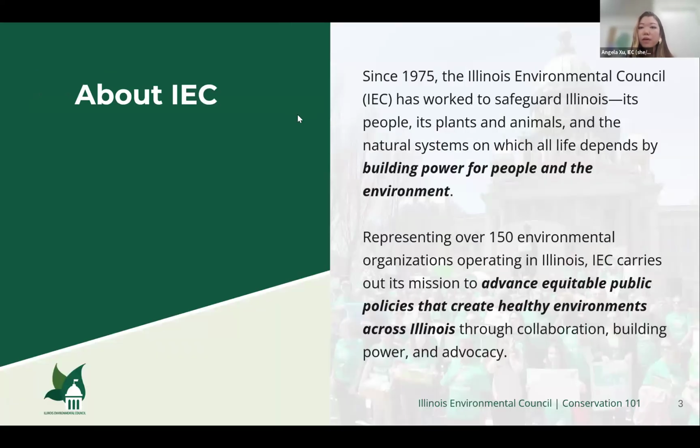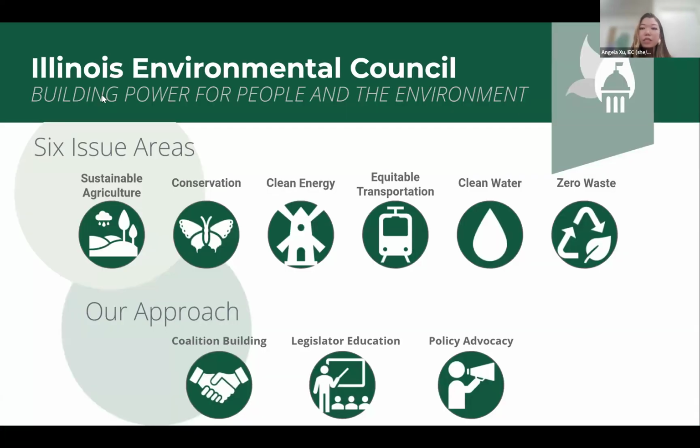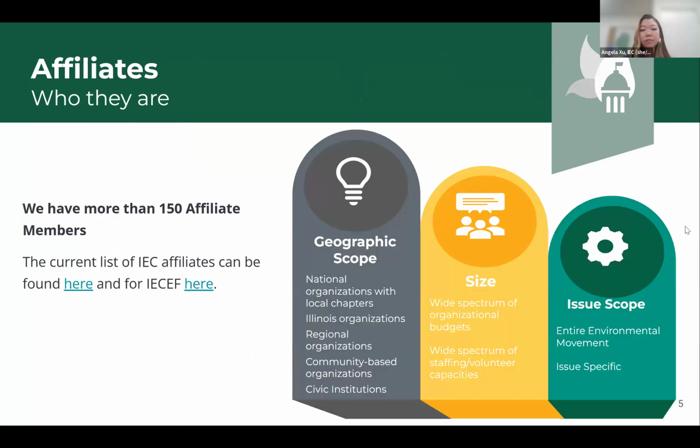So the Illinois Environmental Council was founded in 1975. We work to safeguard Illinois, its people, plants, and animals, and the natural systems on which all life depends by building power for people and the environment. We do work in 6 different issue areas, including agriculture, conservation, clean energy, transportation, clean water, and zero waste. And we do our work through coalition building, through legislator education, and policy advocacy.